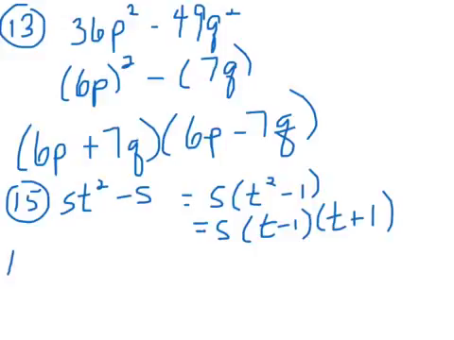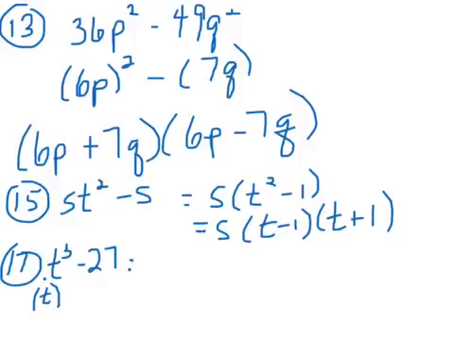And I'm going to do number 17. Let's see, it is t cubed minus 27. Okay, now you think, is this a difference of two cubes? Yes, it is. This is t cubed minus 3 cubed. Okay, so when you factor it, you take that t and the 3, and you say, oh, it was a subtraction sign there, it'll be a subtraction sign there.